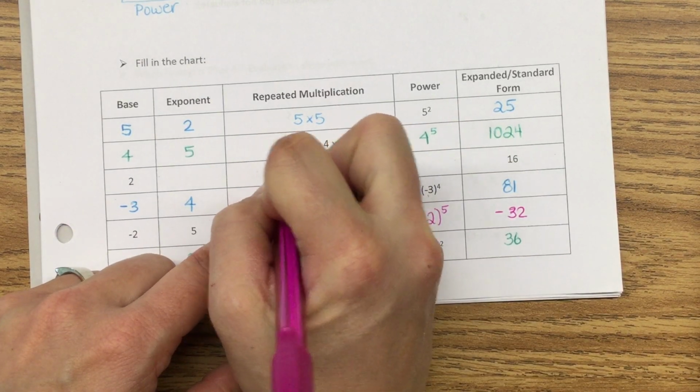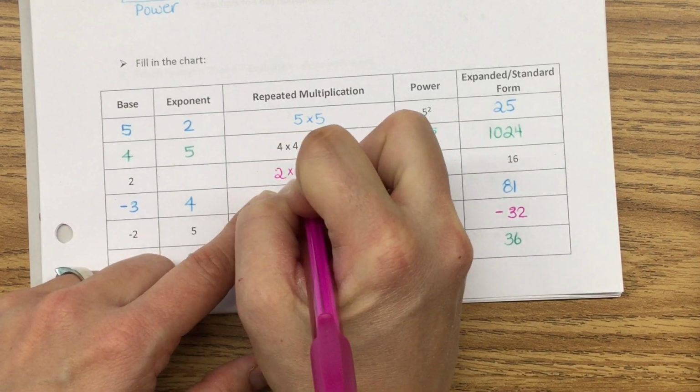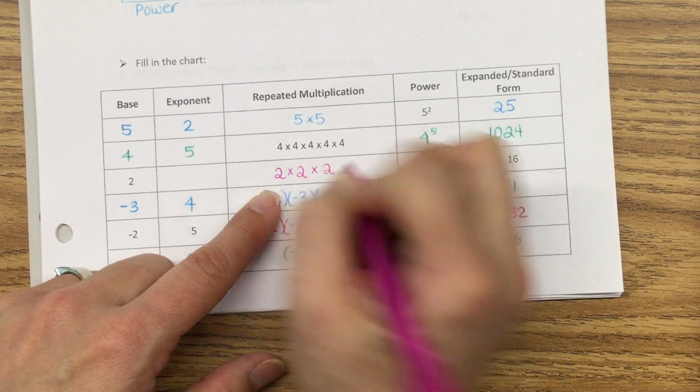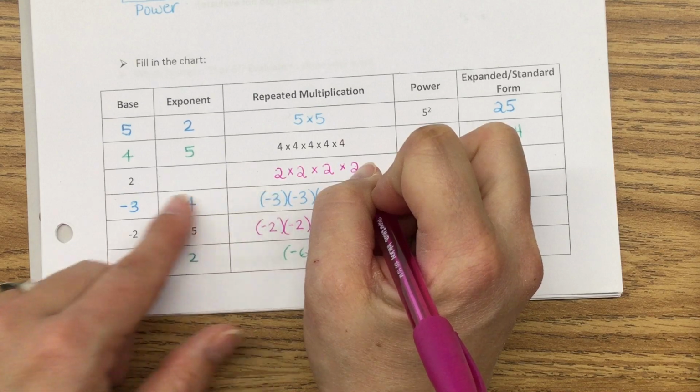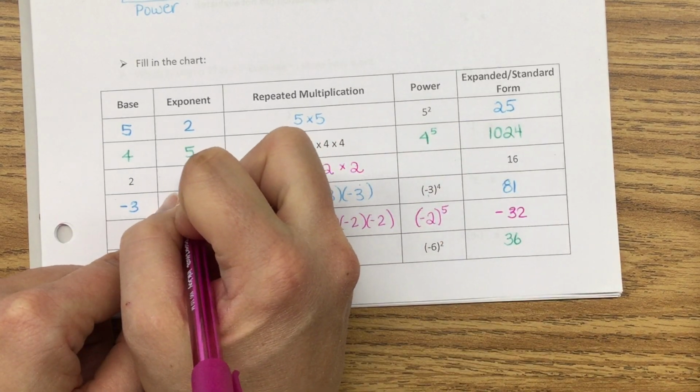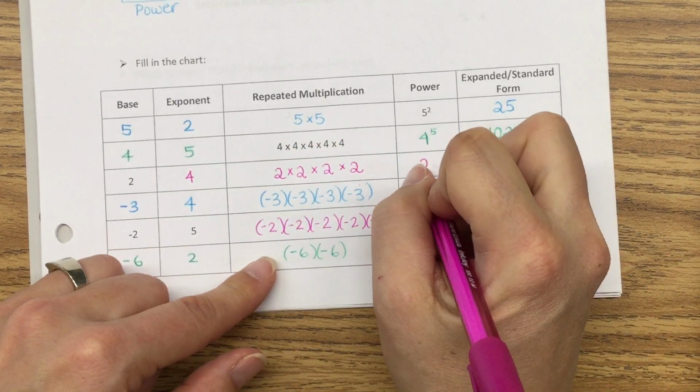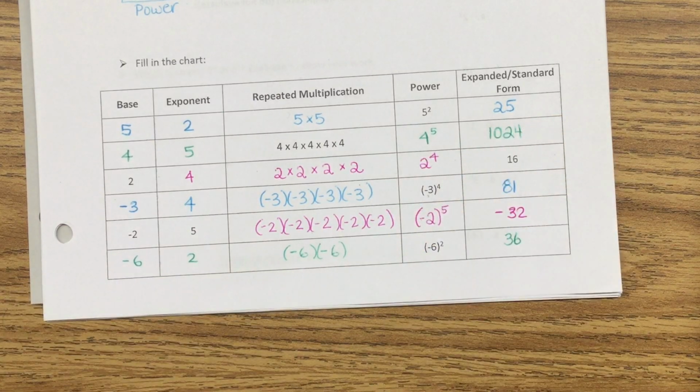I know that 2 times 2 is 4, times 2 is 8, times 2 is 16. So my exponent is going to be 4, so my power will be 2 to the 4. Right on. Nice job. Let's turn the page.